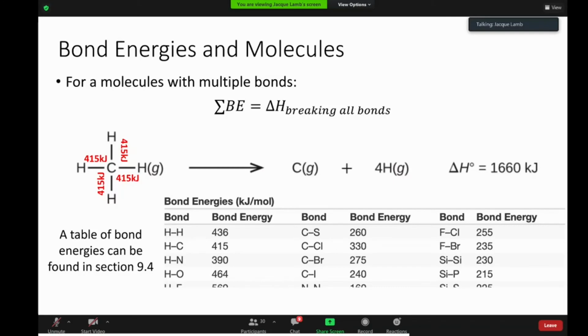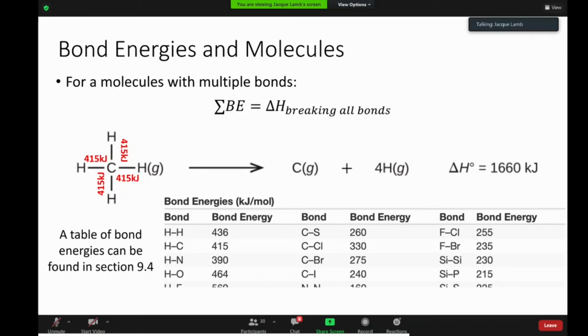So for molecules with multiple bonds, you have to sum the energies for breaking all of those bonds. To take a methane molecule and break it up into its constituent elements, carbon and 4 hydrogen atoms, would take 1,660 kilojoules because it would be the sum of all 4 of those bonds. And there is a table of bond energies in your book.